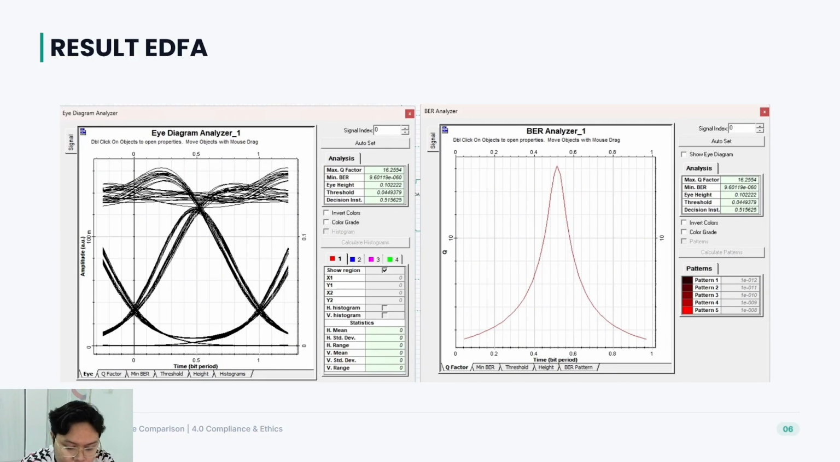Overall, EDFA provides more stable and reliable performance compared to SOA because it amplifies the signal more efficiently with lower noise contribution, resulting in better signal quality and transmission accuracy.